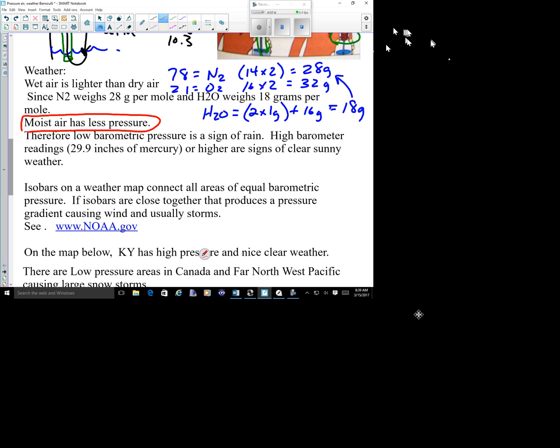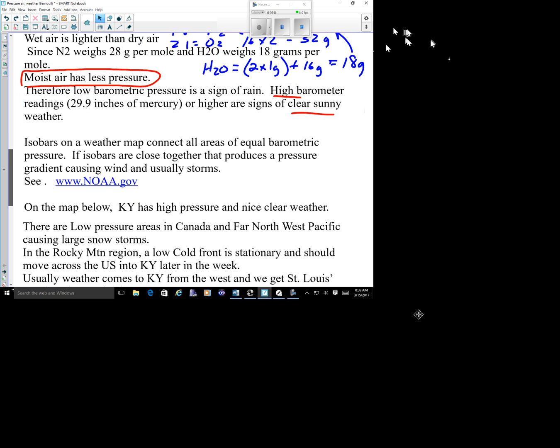If you have high readings, you're going to have really nice weather. Okay, it's clear and sunny. If you have really low barometric pressure, that means you're going to have some rain coming through. So let me take a look at some of these maps here and discuss this.